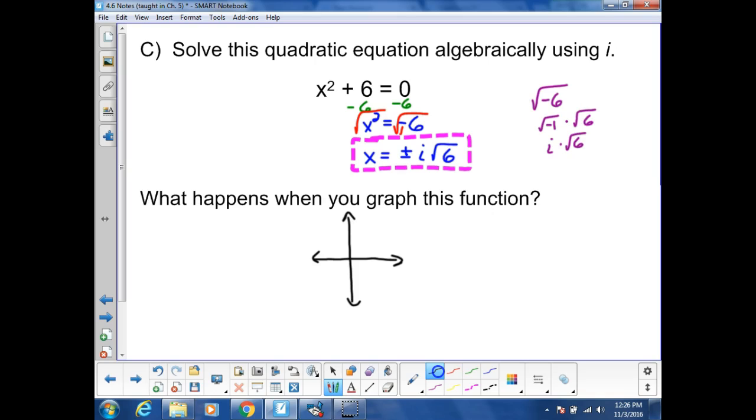What are the x-intercepts? Why? Because they're imaginary, right? So this one is going to be a parabola that doesn't cross, which is why we have to give imaginary, fake, imaginary. What other words can you use for it? Made up. Okay? We're making up an answer to make sure that x squared plus 6 has something for an answer. That's why they're imaginary. It doesn't cross. It has no real roots.